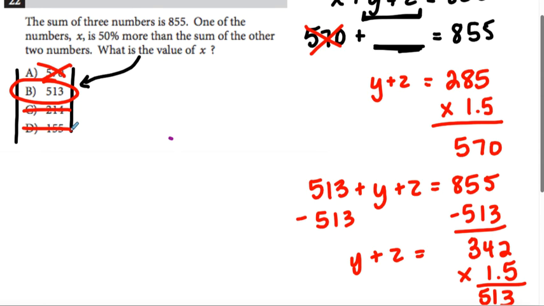All right, hopefully that was a clear explanation. Might be a good time to practice it yourself and play around with the numbers. And I hope that it was helpful for you.